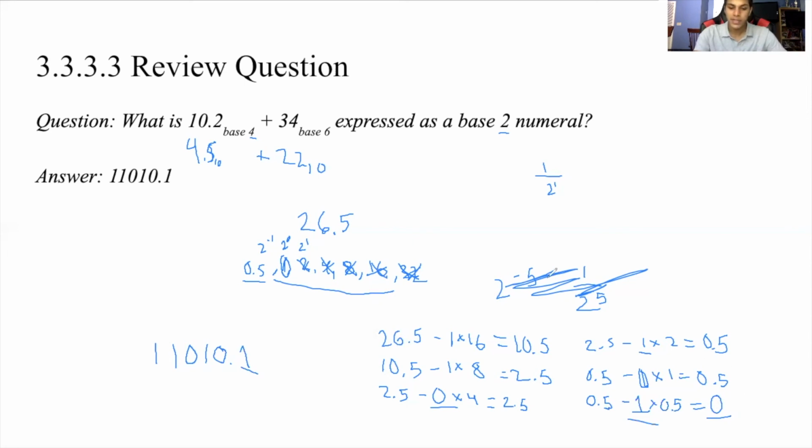But even if we had a decimal remaining, we'd have to continue dividing by different powers of 2, like 0.25, which is 2 to the negative 2, or 0.125, which is 2 to the power of negative 3. Essentially, you have to keep doing this until you either have a repeating decimal or you finish the question. And in this case, since we had 0 as a remainder, we've converted 10.2 in base 4 plus 34 in base 6 to a base 2 numeral, which is 11010.1.